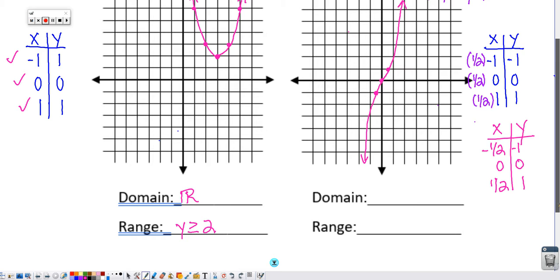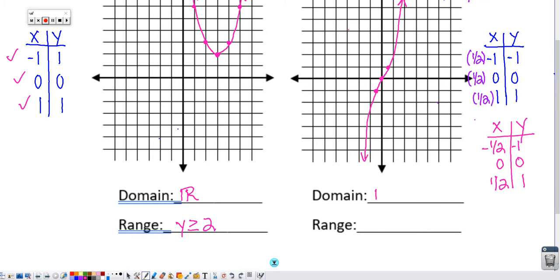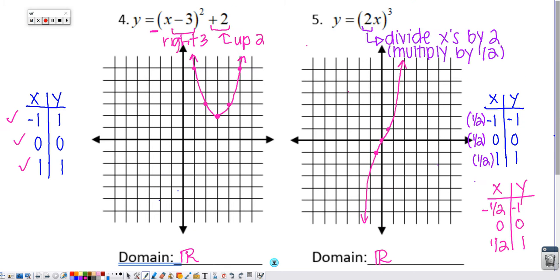So domain and range of cubics is always going to be all real for both. These tables here, you use them when you have a multiplier. So this is a multiplier right here, this 2, I'll go ahead and highlight it in orange. This is what we call a multiplier, and you can have it in or out. Remember, inside you just do the opposite, outside you do exactly what it says. Inside with x's and opposite, outside with y's and exactly what it says.